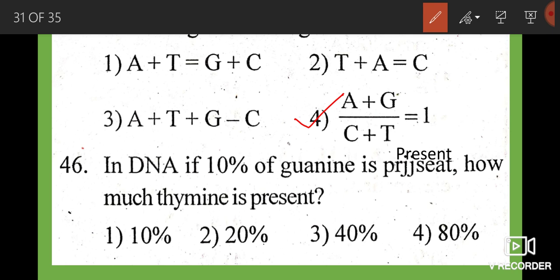So the question is, how much thymine is present? That is nothing but the right option, 40%.